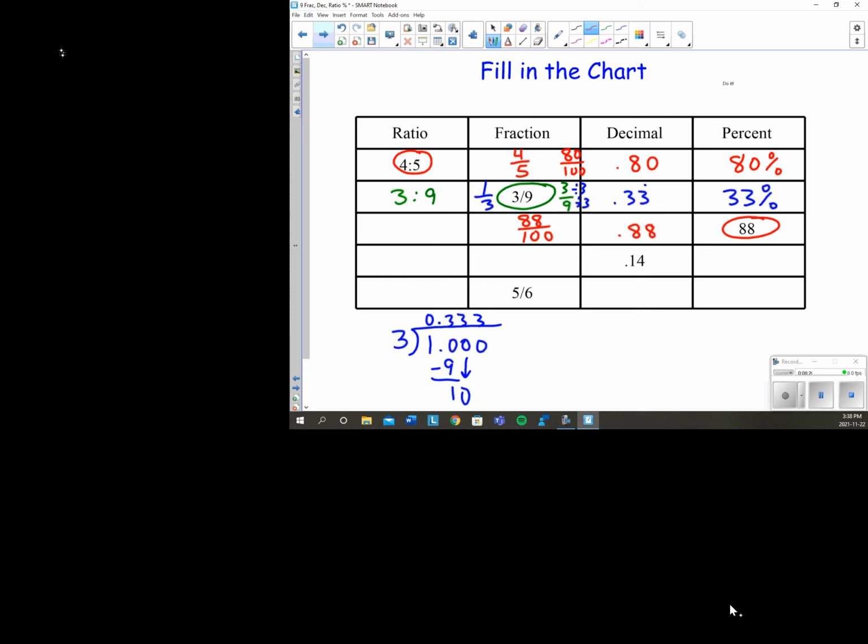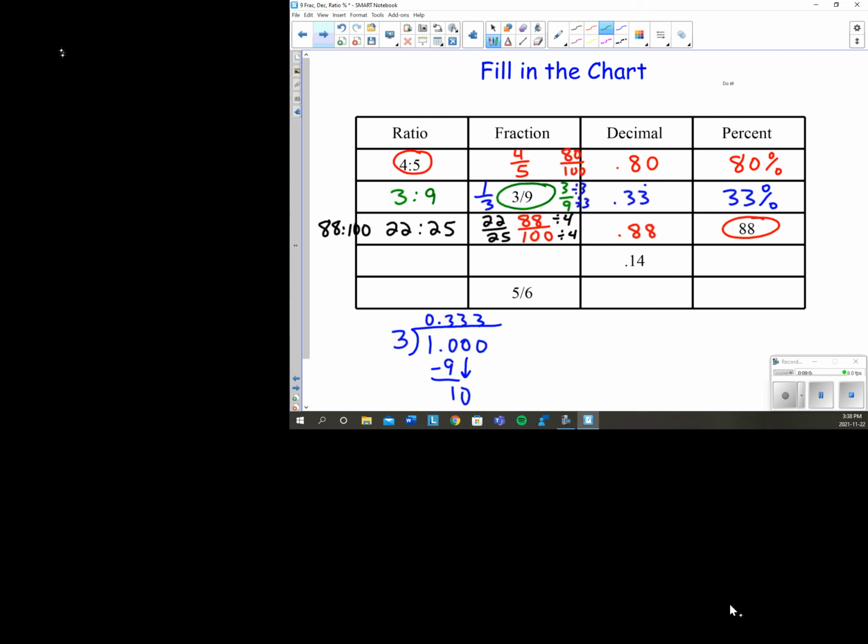This one is reducible. I probably would reduce it by dividing it by the biggest number that'll go into 88 and 100. So I think it is, in this case, 4. So 88 divided by 4 is 22. And 100 divided by 4 is 25. So our ratio is 88 to 100, or 22 to 25 in lowest terms. Again, 88 to 100 is also correct. It's just not in lowest terms.